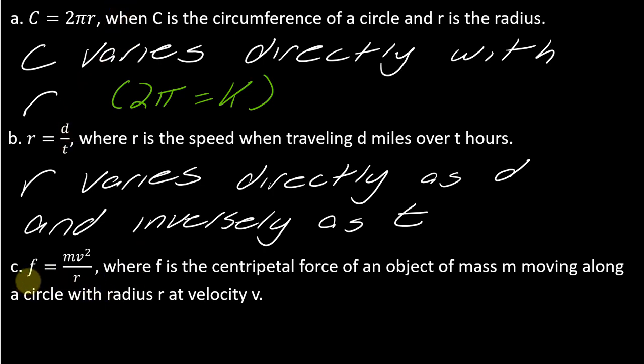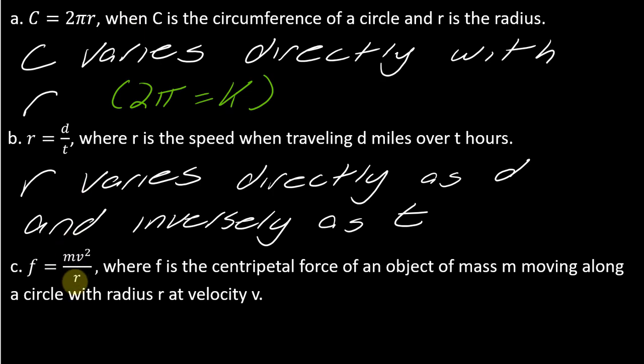Okay, so let's try this one more time with c. Using what you know now, you need to write a variation equation that will represent all of these variables. So maybe you want to pause here, try this, and then hit play when you're ready.